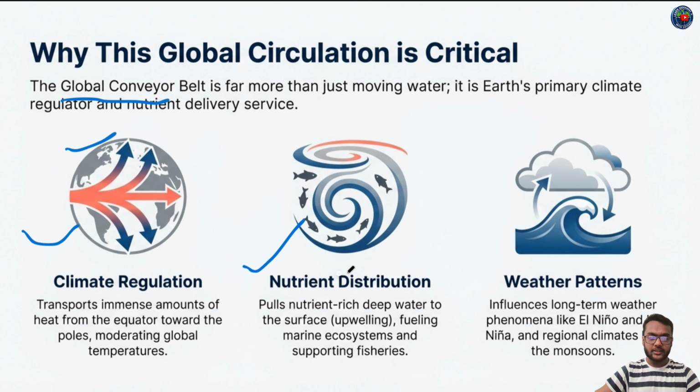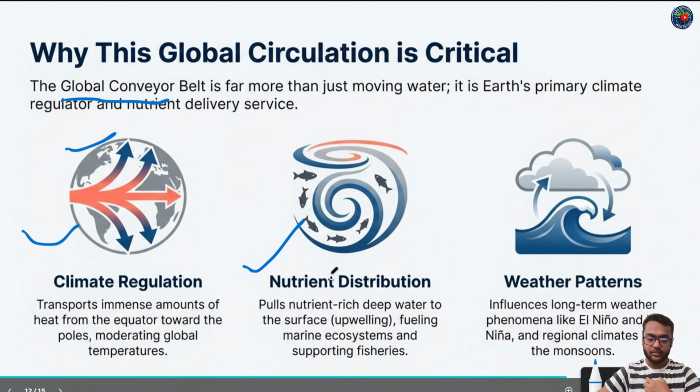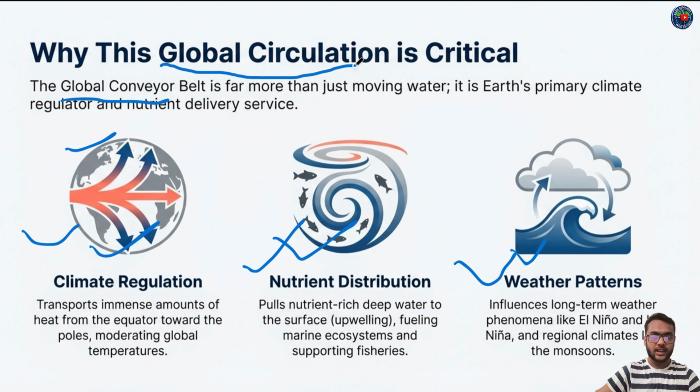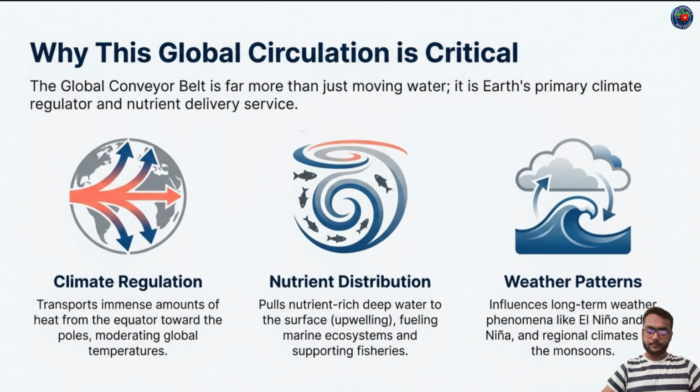It also aids nutrient distribution, pulling nutrient-rich deep water to the surface, upwelling, fueling marine ecosystems and supporting fisheries. Then weather patterns, it influences long-term weather phenomena like El Nino and La Nina, and regional climates like the monsoon. Okay, these are some crucial impacts of this global circulation. Global circulation means heat, ocean density, as well as pressure.